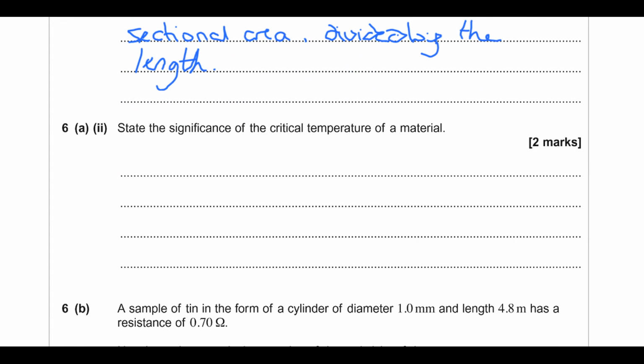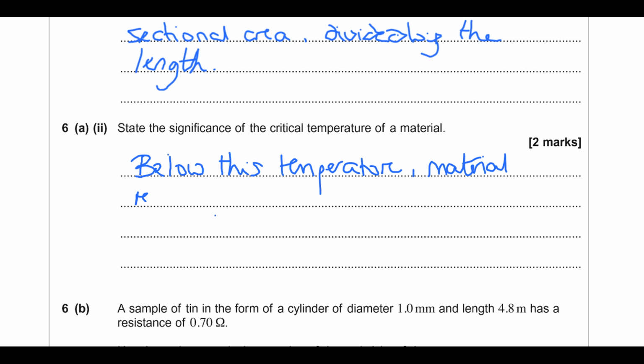State the significance of the critical temperature. So below this temperature, the material resistivity is 0. That's what makes it a property of a superconductor. That's where critical temperature comes in.